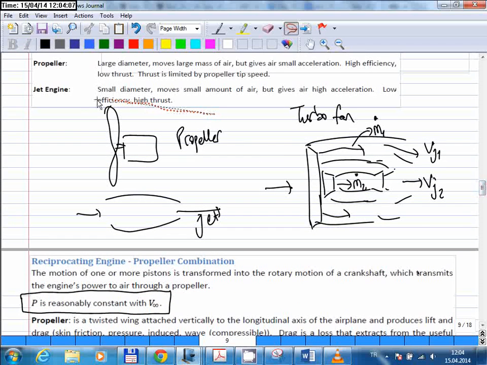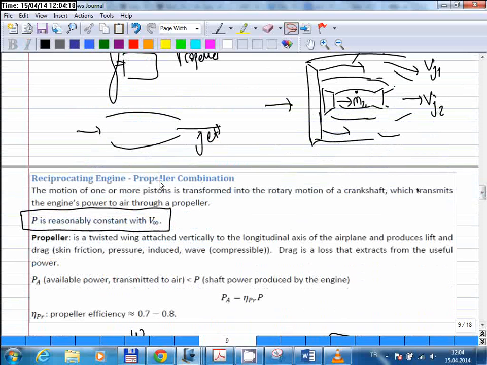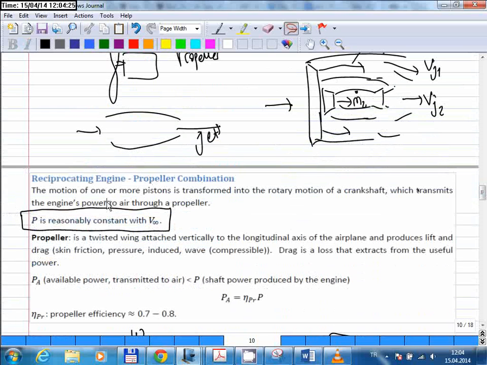Now, let's take a look at these two different types of creating thrust force, by using a propeller or by using jet thrust. Starting with the propeller one. What's important about creating thrust force with a propeller is that the power output of the engine is reasonably constant with velocity. This is a very, very important assumption, which is quite true, by the way. It's very reasonable to assume that, but in our performance calculations, this will be very important. If you are using a propeller, then the engine has a certain amount of power, and whatever that power is, that remains constant with velocity.